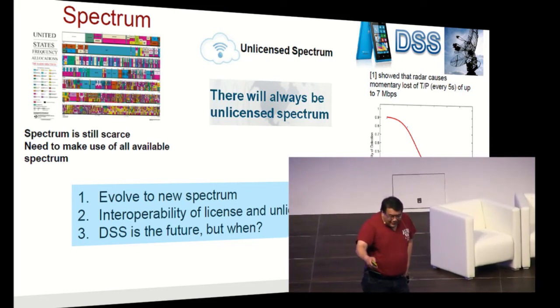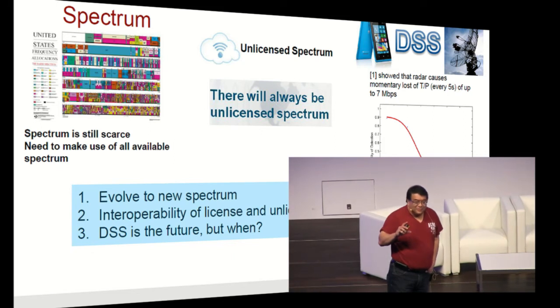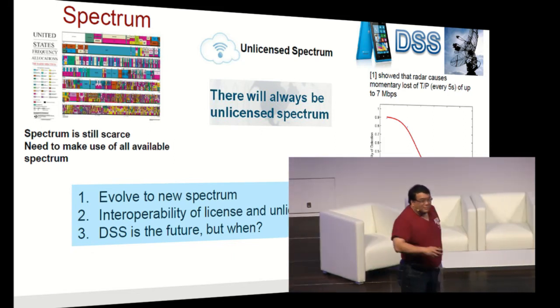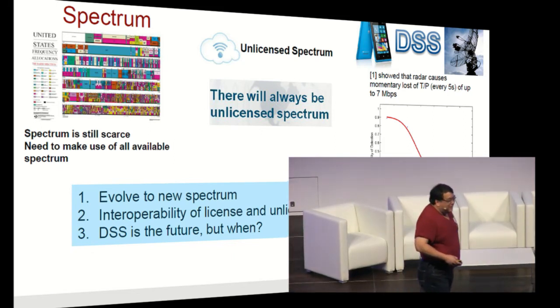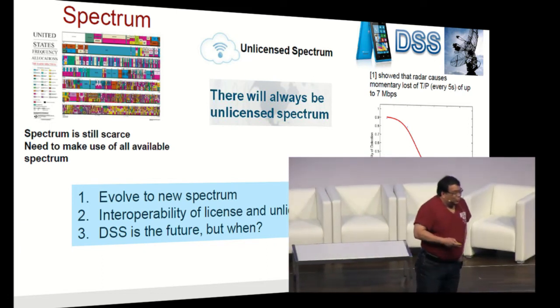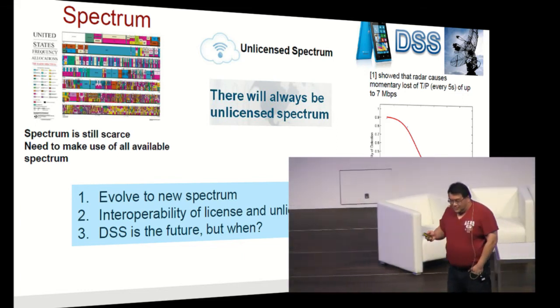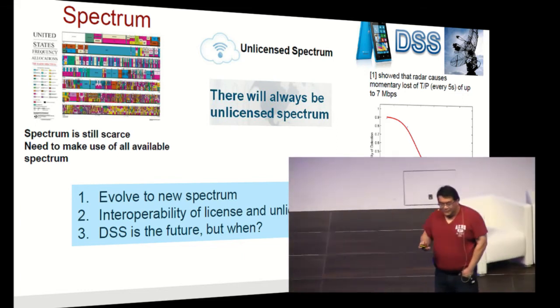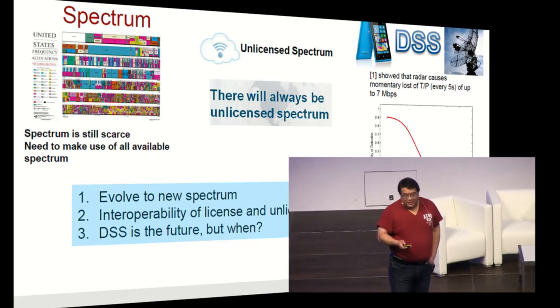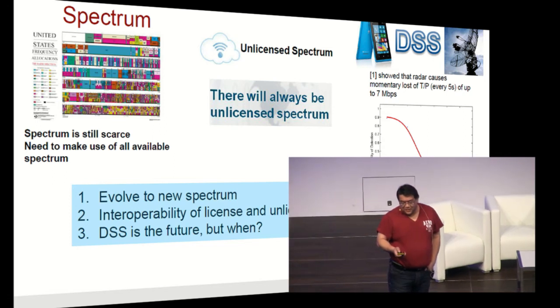So I'll tell you, dynamic spectrum sharing, it's a big thing, but how we share, that needs to be worked out by a number of very bright people. It's going to be the future, but when will it get here is a good question. I talk to FCC guys, and they tell me it'll take them 5 to 10 years to get the regulation down. So it's going to be a little bit, but it is going to change the whole landscape.